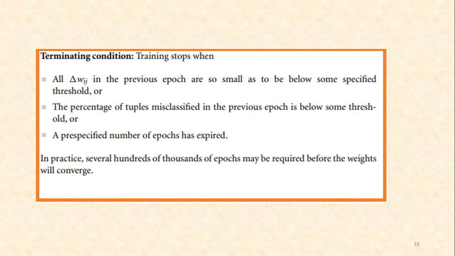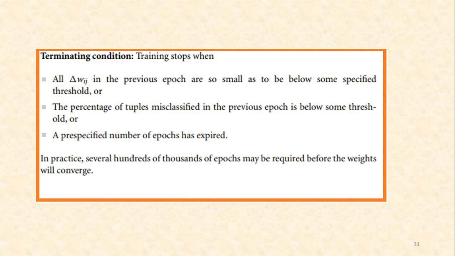Terminating condition for training. All delta wij in the previous epoch are so small as to be below some specified threshold. You can use either of these terminating conditions to stop the algorithm. The second condition is that the percentage of tuples misclassified in the previous epoch is below some threshold. So you have to predefine an accuracy rate. If it is below that accuracy rate, then you can stop.